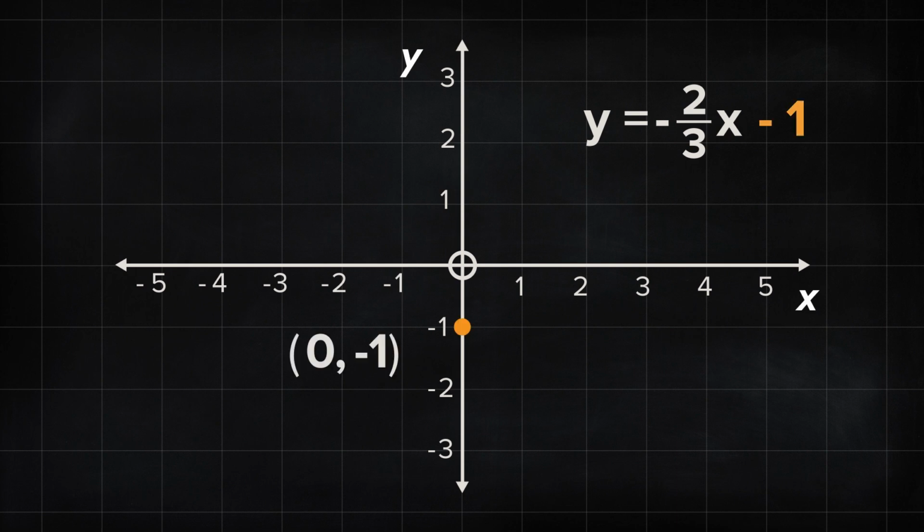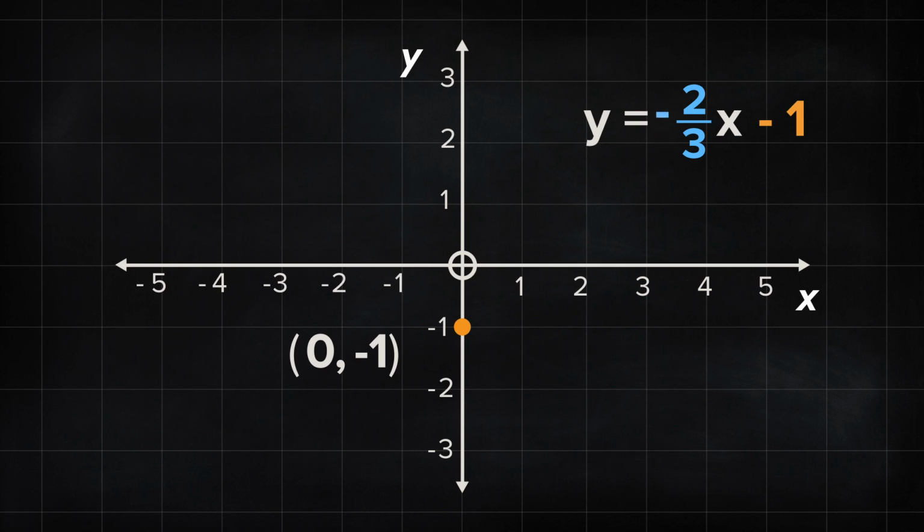The y-intercept is (0, -1). Count the slope from here. The slope is negative 2/3. Now, there are two ways to work with this negative ratio. We can think of it as negative 2 over positive 3, or positive 2 over negative 3.